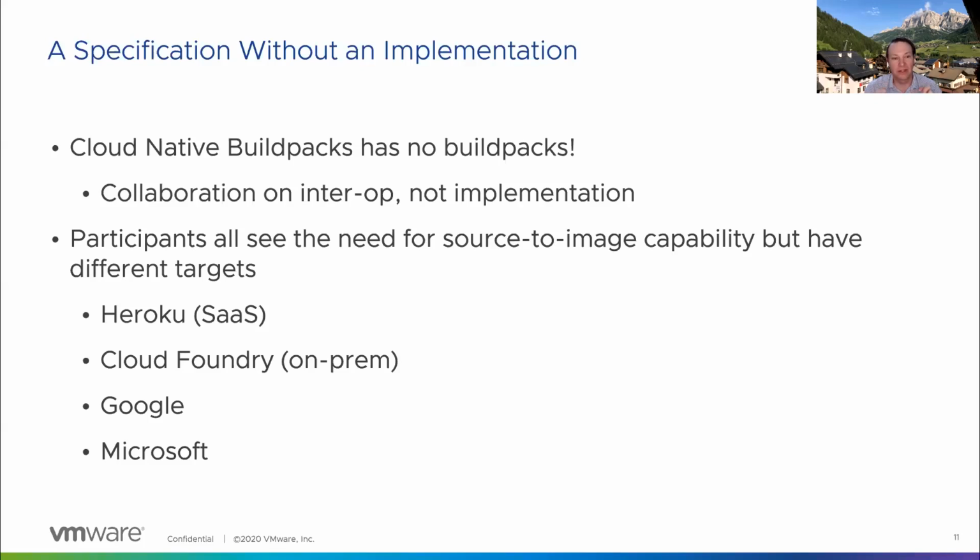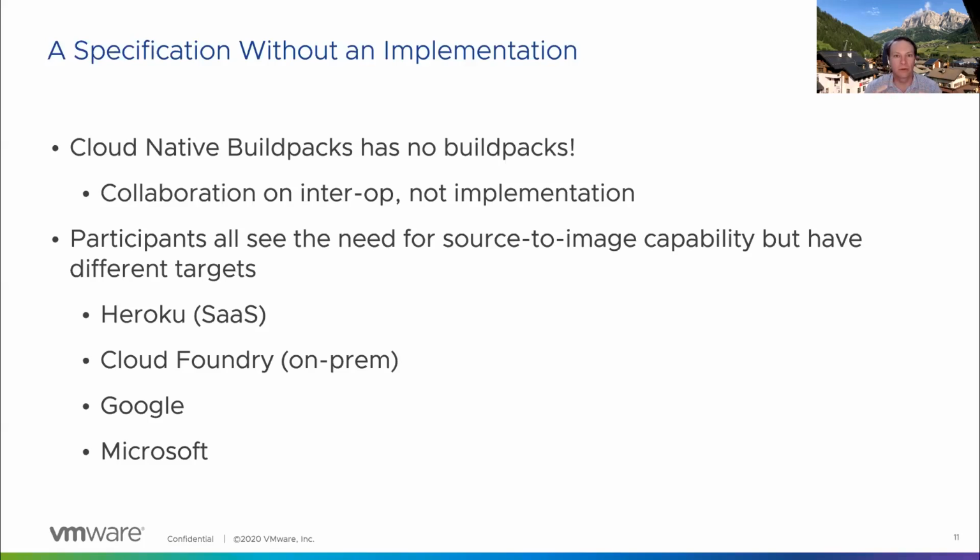But not on the implementations themselves. And the key reason for this is that participants of this particular project see the need for source to image capability. Fundamentally, this is a thing we need. We need to be able to get from Java files or Golang files or Node.js files into an image to run in a different environment.